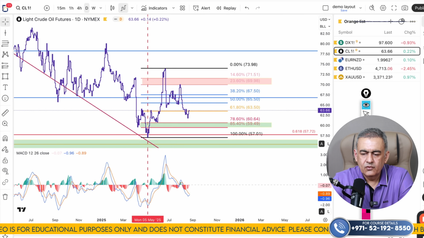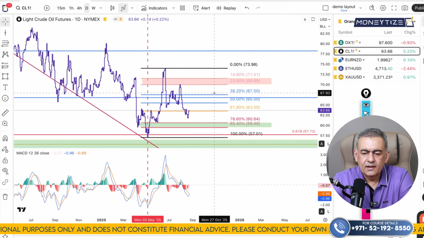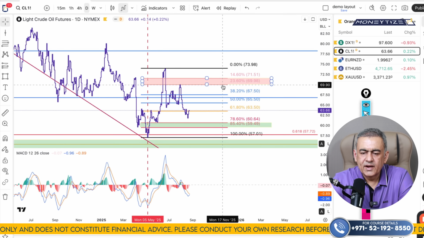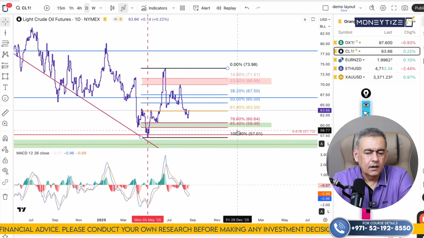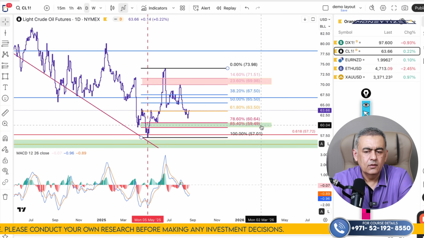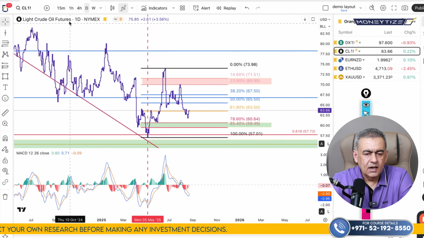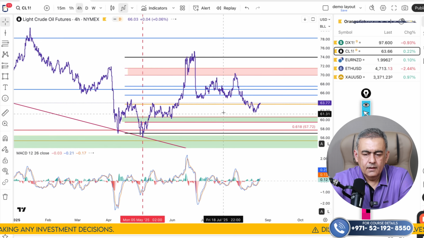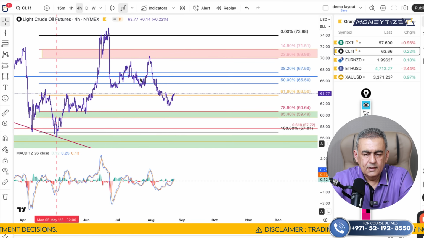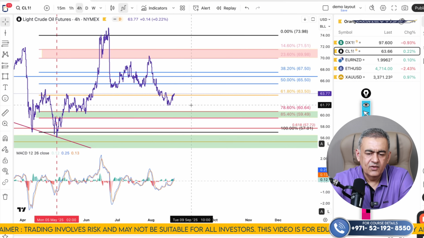So the nearest target for crude oil is 67.5, followed by 69.98 or $70, again followed by 71.5, as long as it holds above 59.49 or 59.50. I'll move down to 4H, and on the 4 hourly frame I could see that in the latest move downwards we've got a lower low sequence, and the lower low sequence on 4 hourly again comes with bullish divergence. So bullish divergence is being witnessed on multiple time frames here.